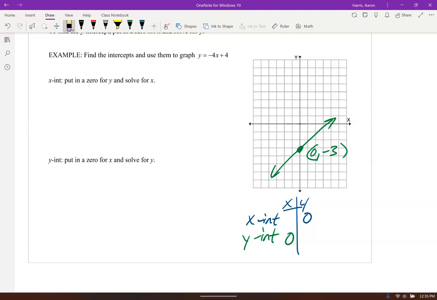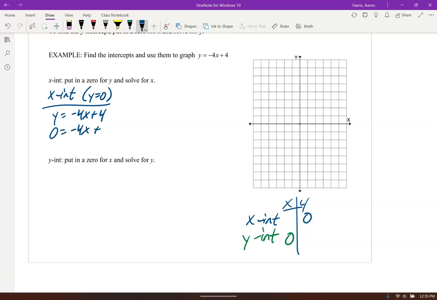Okay, so if you're finding x-intercepts, let y be 0. So here we go. Y equals -4x plus 4. I'm going to find the x-intercept by letting y be 0. I'm going to add 4x to both sides. So I have 4x equals 4, divide by 4, x equals 1. So when y is 0, x is 1. So here's our x-intercept right there, 1, 0.